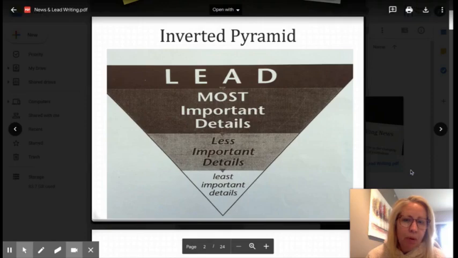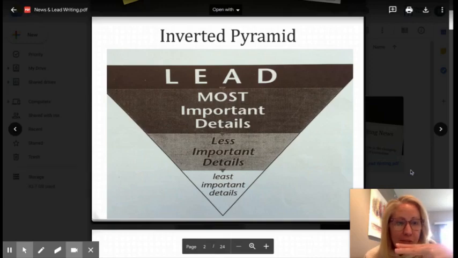The least important details are left to the end because in the old days of printed newspapers, they would send a reporter out, and I will do the same. I'll give you about so many words that your story should be. But if they ran out of room when they were setting up and laying out the pages of the paper, then they would literally have to cut the bottom of the story.